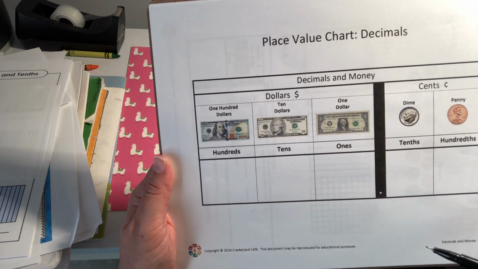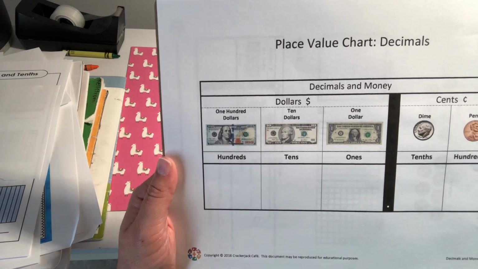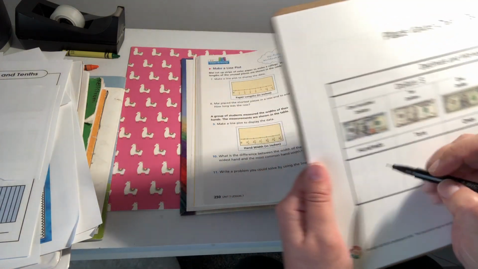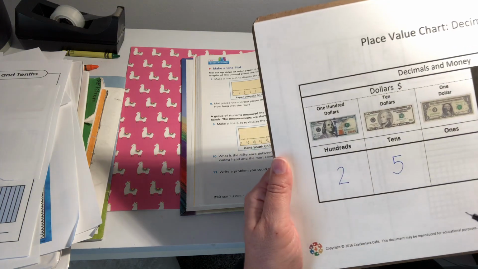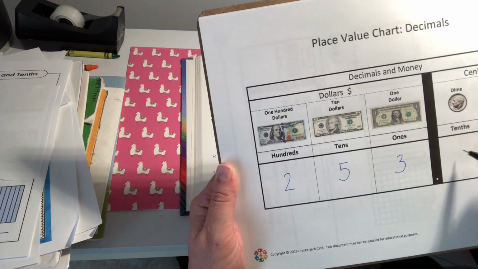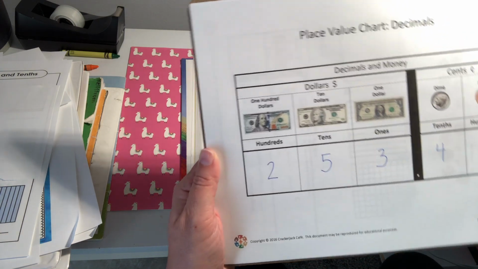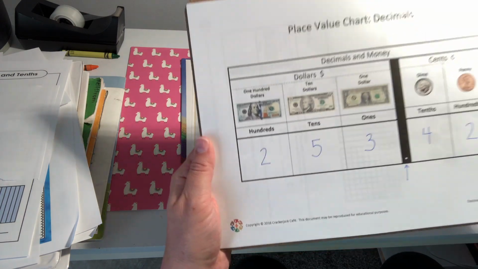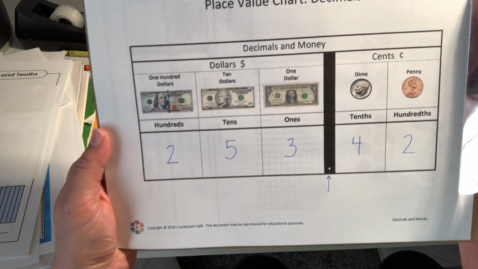So what we're going to be learning is how to record decimals, how to read them, and later on how to compare them. So if I had $200 with 5 $10 bills, 3 $1 bills, and then let's say I had 4 dimes and 2 pennies. This decimal symbol would be used to separate out the whole numbers from the decimal part.